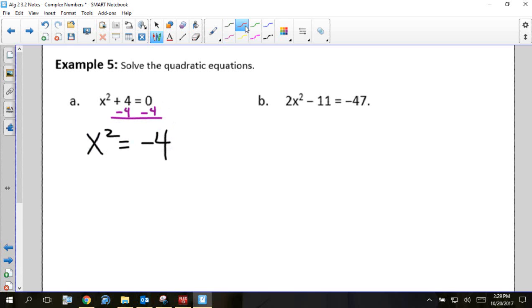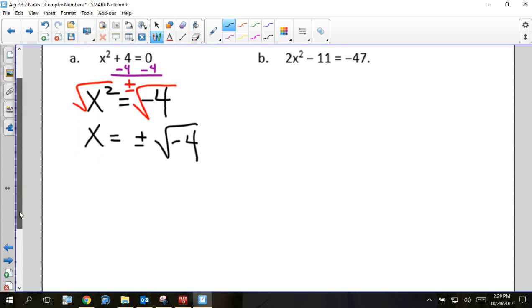Now how do I cancel out the squared? Square root. But if I square root, what else do I have to do? Plus minus. The imaginary number will come in just a moment. So now we have x equals plus minus square root negative 4. So when you do square roots, you have to have plus minus. You should be getting 2 answers. The x squared tells us 2 answers.